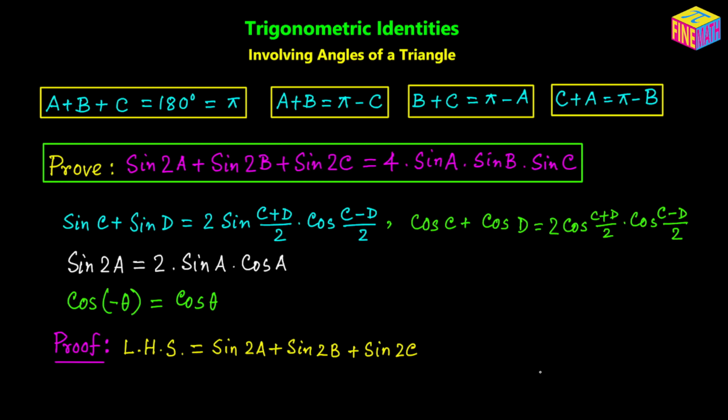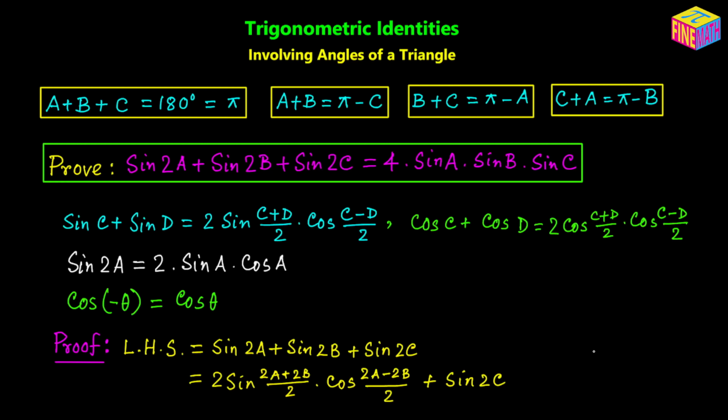The left hand side of the trigonometric identity is sine of 2a plus sine of 2b plus sine of 2c. Now eventually we have to convert this sum into a product form, right? So first, let's try to convert the first two terms, sine of 2a plus sine of 2b, into a product form. And if we do that, we can write this as 2 times sine of (2a plus 2b) over 2 times cosine of (2a minus 2b) over 2, and then of course plus sine of 2c.